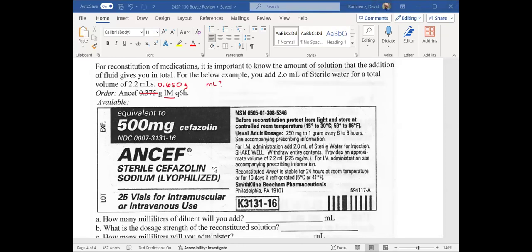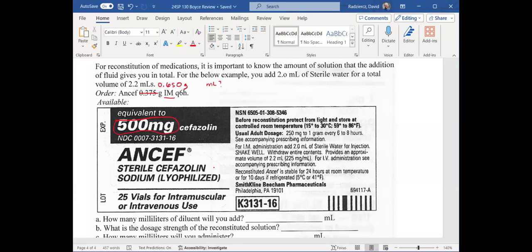So this says that you have 500 milligrams of this medication that you've been ordered, but you know you're looking for mL because you know it's an injectable. When you see 500 milligrams listed and there's no 500 milligrams per 1 mL or per 5 mL or anything like that, that's how you know you're dealing with a reconstitution type question.